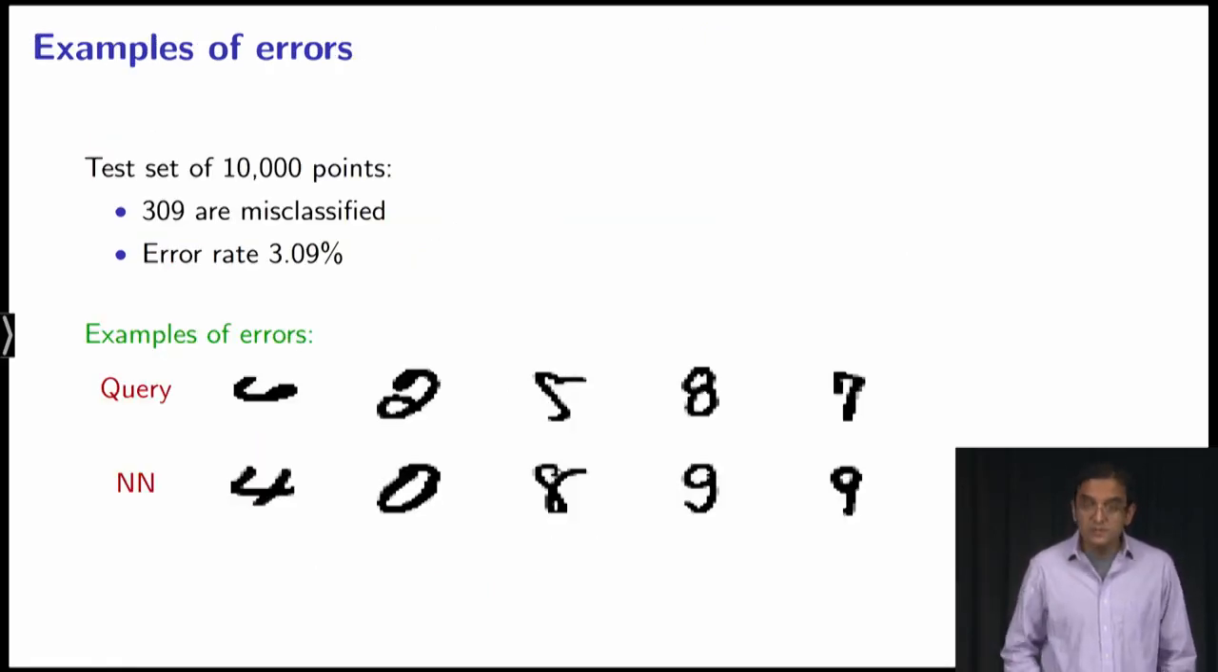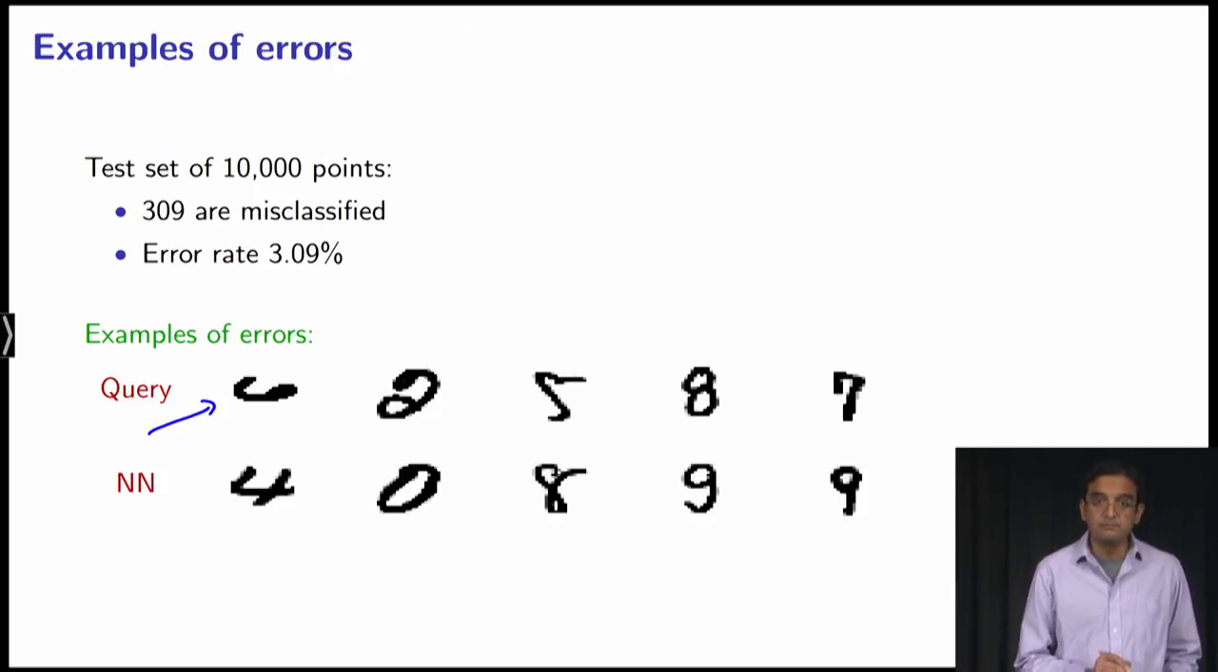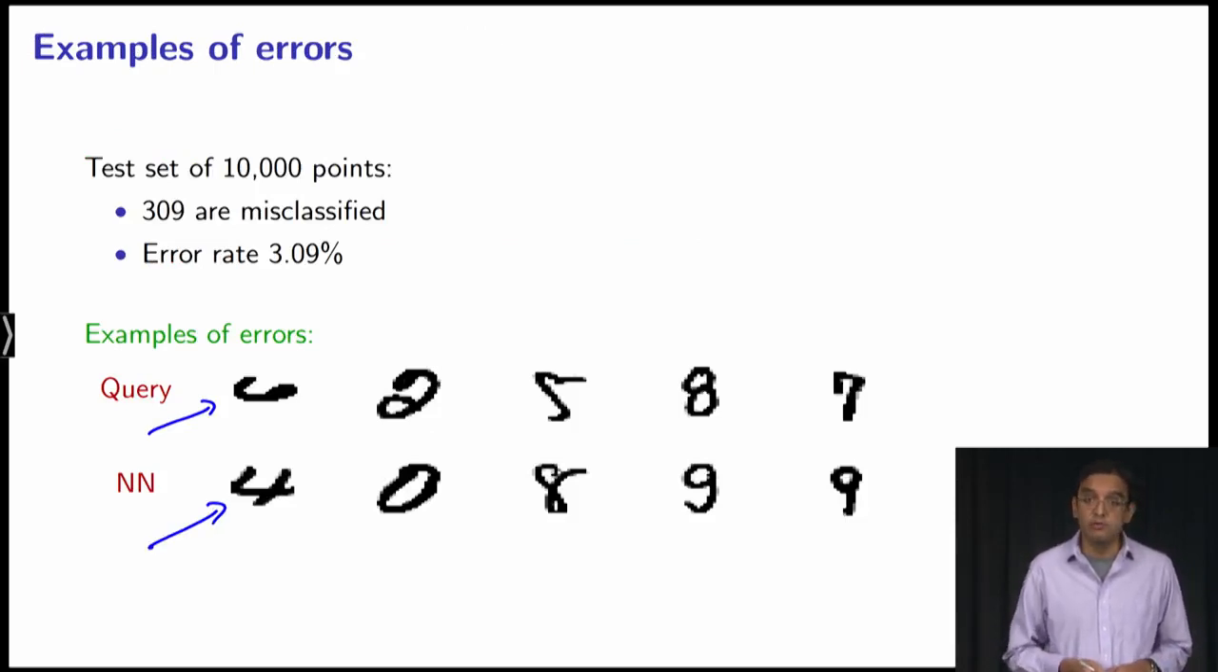So now let's go and look at some of the mistakes that nearest neighbor made. So for example, on this image, this is what the nearest neighbor was, and so it thought the image was a 4. On this image, the nearest neighbor was this, and so it thought the label was 8. Okay, and so these are just a random smattering of the mistakes, and you can see that they're really quite understandable once you see what the classifier is doing.